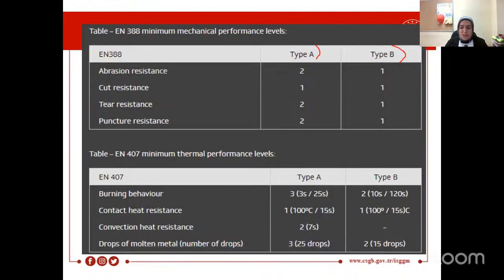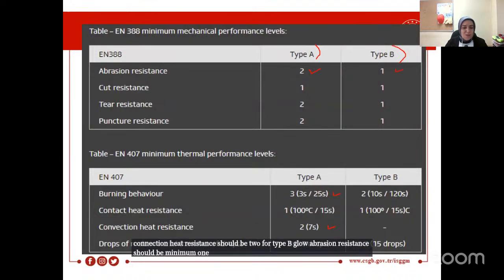Minimum performance values indicated in this table should be satisfied for each type. For example, if there is a type A glove, abrasion resistance should be 2, burning behavior should be 3, convection heat resistance should be 2. For a type B glove, abrasion resistance should be minimum 1, and burning behavior should be minimum 2.